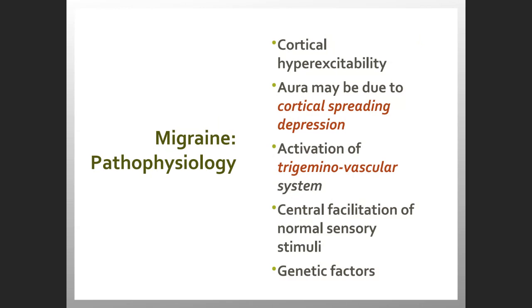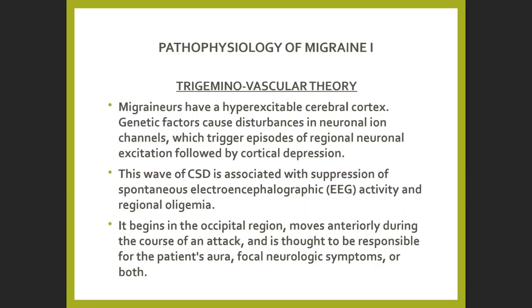Now, migraine pathophysiology. It is believed that the person who has migraine, their cerebral cortex is inherently hyperexcitable, and that the aura of migraine may be due to a phenomenon called cortical spreading depression. The trigeminal vascular system is central to the pathophysiology of migraine, and we'll speak about that. There seems to be some central facilitation of normal sensory stimuli, and there are genetic factors. So as we said, migraineurs are thought to have a hyperexcitable cerebral cortex, and it's thought that there are genetic factors that cause disturbances in neuronal ion channel function, which trigger episodes of regional neuronal excitation followed by cortical depression.